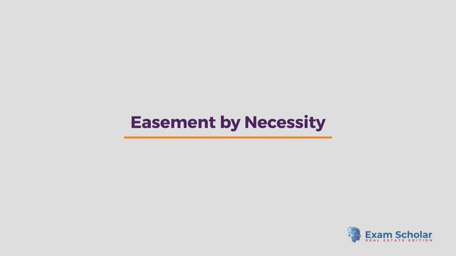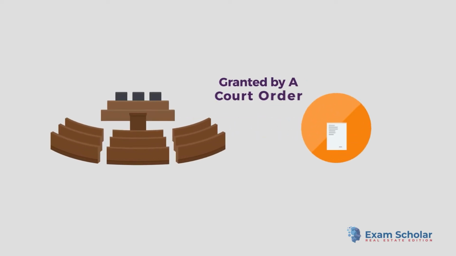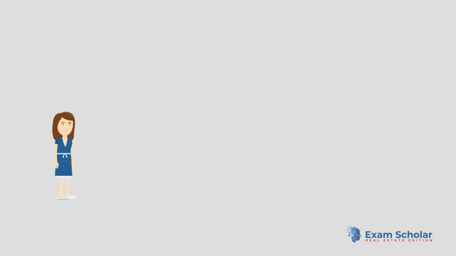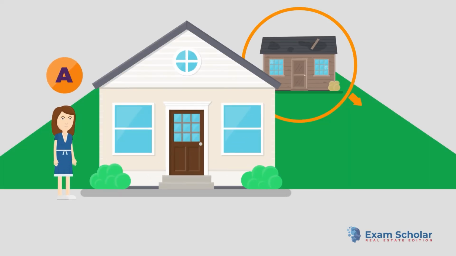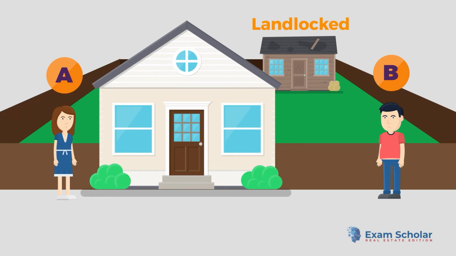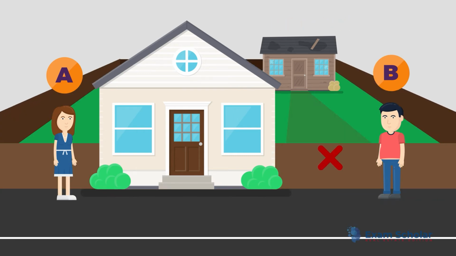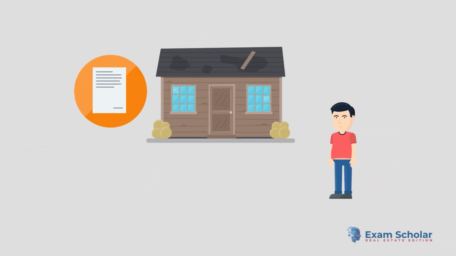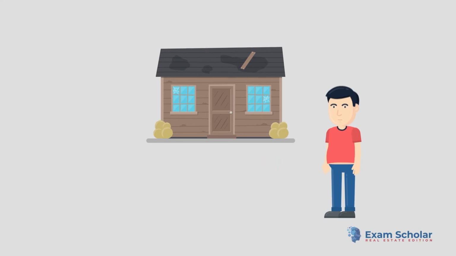Next, we have an easement by necessity, which is granted by a court order. Let's take a look at an example. Imagine if Party A sold a piece of their property to Party B. However, that parcel is landlocked by the remainder of Party A's property with no access to a public road. A court can order that an easement be put in place so that Party B can access their property.